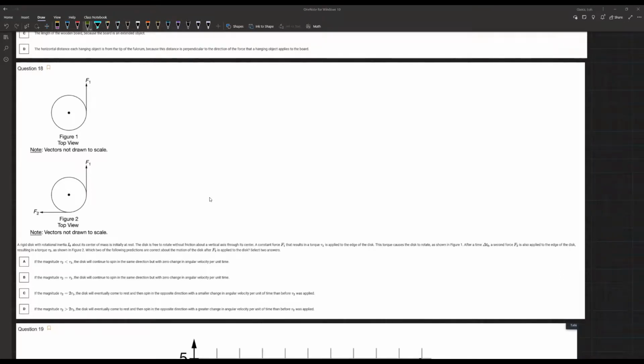A rigid disk with rotational, oh, sorry. Yeah, they messed up. A rip College Board, billion-dollar industry.